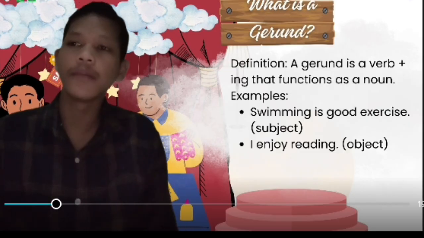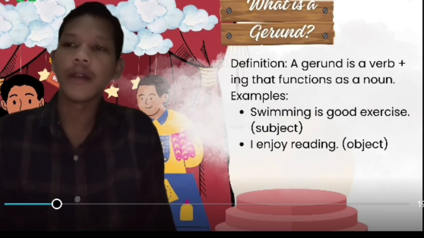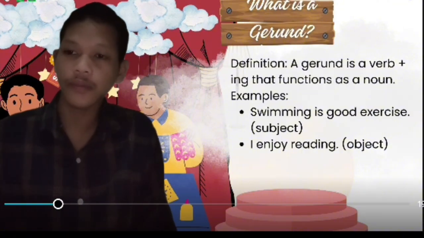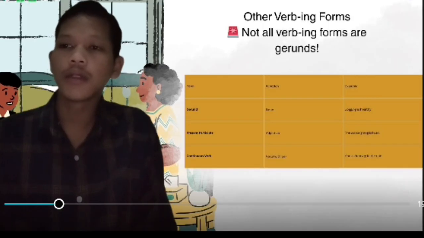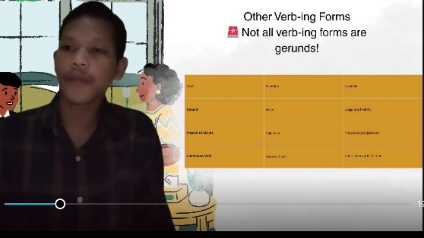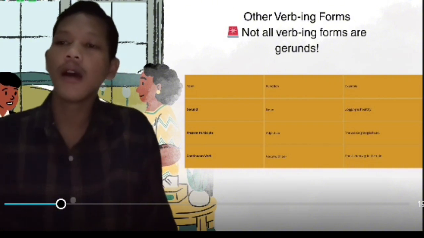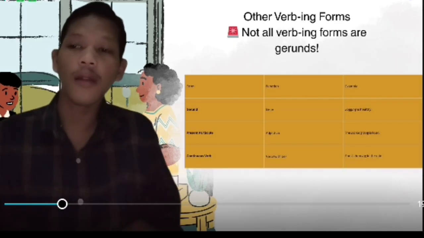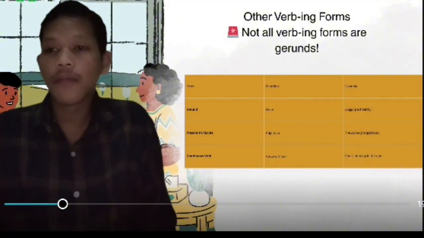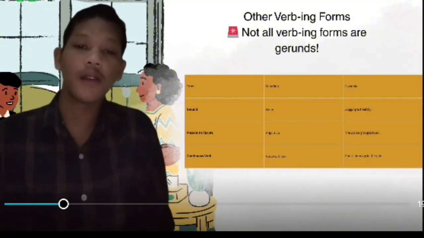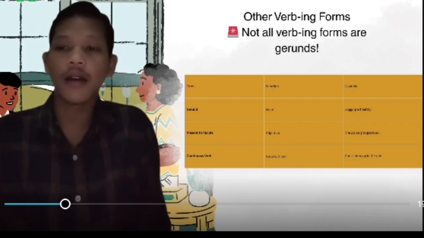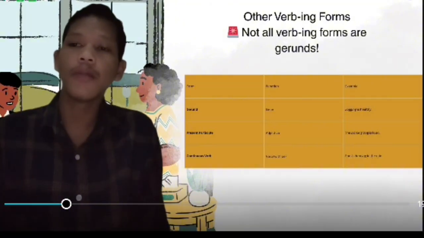Okay, here's the tricky part actually. Not all verb plus ing forms are gerunds. Jadi nggak semua kata kerja yang ditambah ing bisa berarti gerund semua ya. There are three main types of verb plus ing that we have to understand, to know whether it is a gerund or not. If verb plus ing is a gerund, it actually functions as a noun ya. So the first type is gerund, like in this slide.